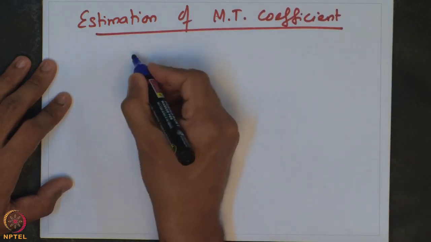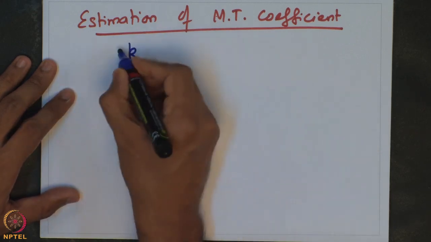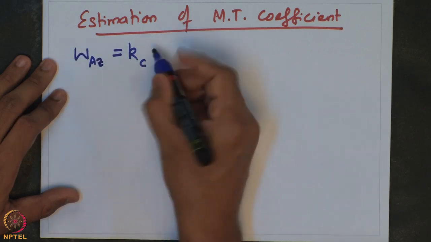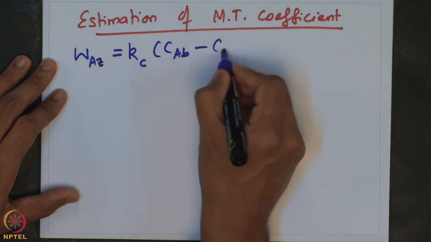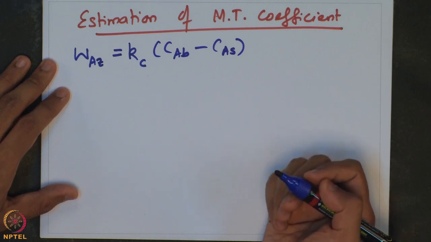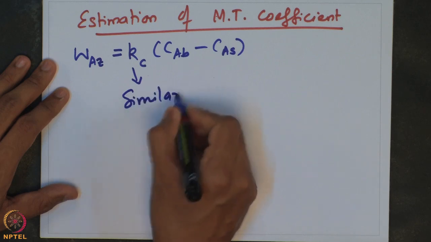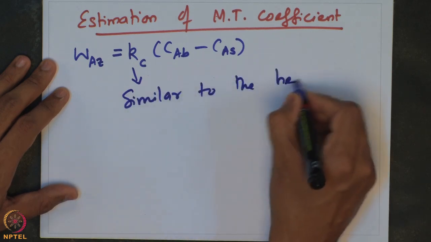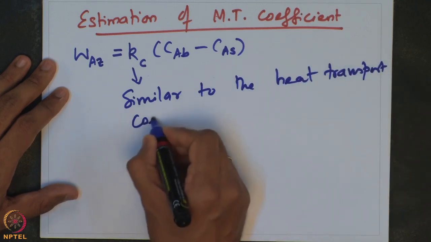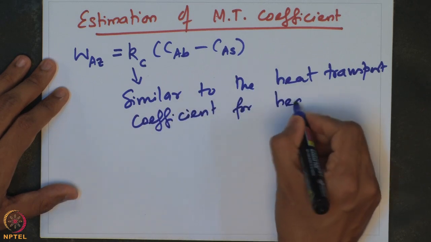So, we particularly want to understand how to estimate this quantity called Kc, the mass transport coefficient. If the mass transport coefficient is known, we can find the flux with which the species is diffusing or reaching the surface of the catalyst pellet. Now, this mass transport coefficient is similar to the heat transport coefficient for heat transfer problems.